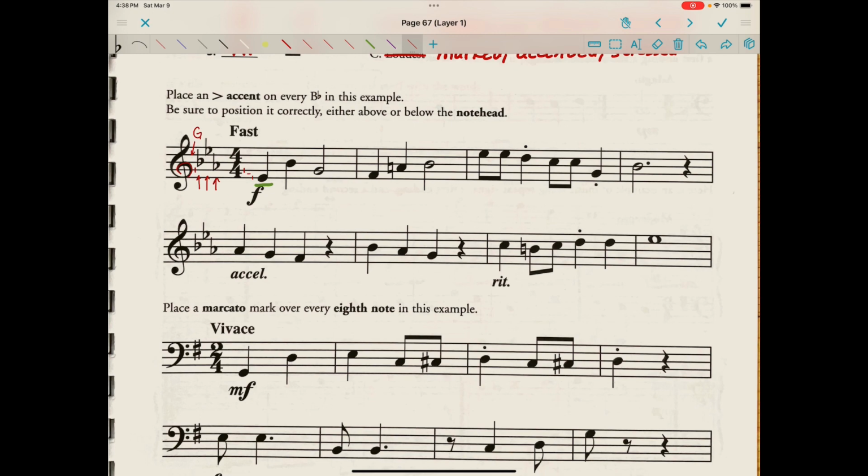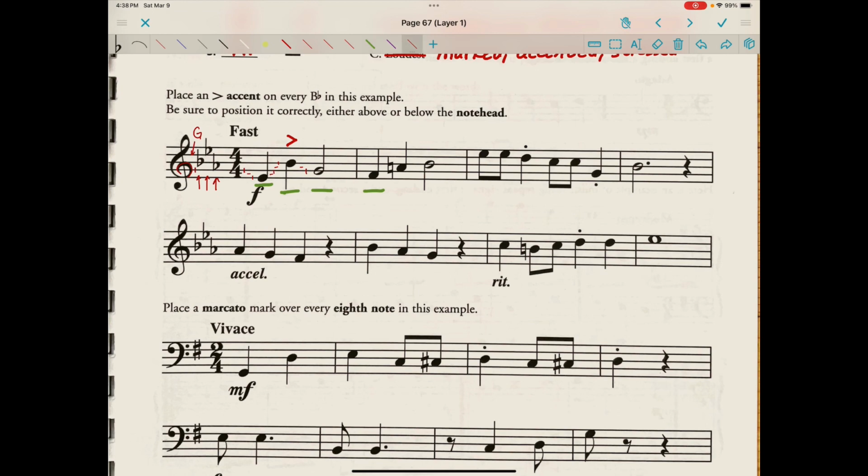Then we climb up through the musical alphabet, F, G, A, B. This is a B flat. And we need to put an accent on that note because we were asked to put an accent on every B flat. So we're going to put that accent above the staff because it has to be close to the note head. And then we descend through the musical alphabet, A, G. So this is our G. We step down to F.